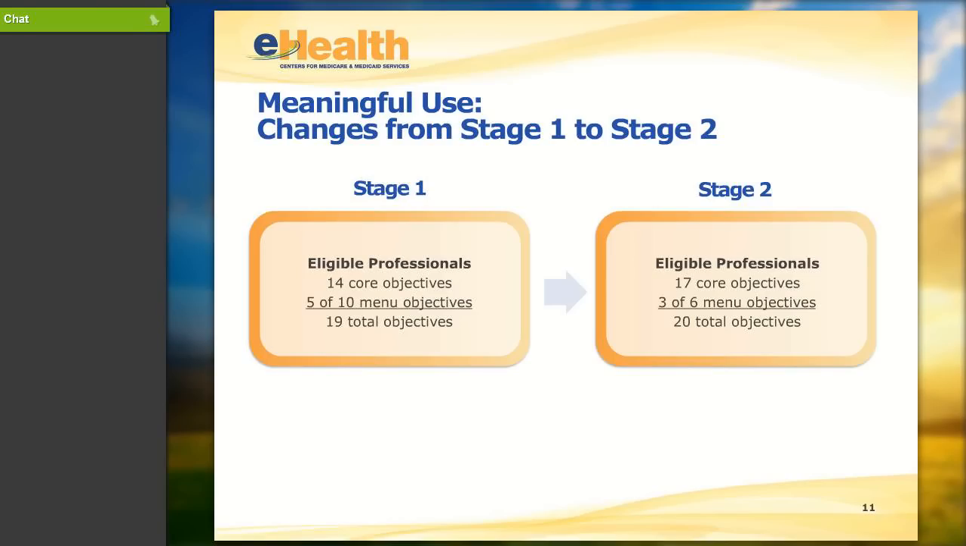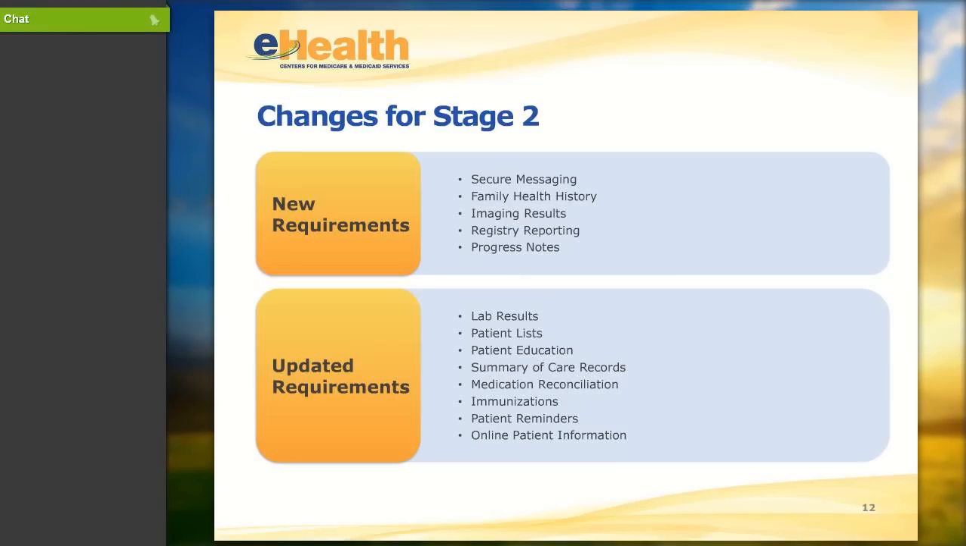In Stage 2, we maintained that core and menu structure. So there are core objectives on which everybody has to report or claim an exclusion, and there are 17 of those. There are also menu objectives, and you select 3 out of 6 of those menu objectives to attest on. So a total of 20 objectives that you would be presenting on or attesting on.